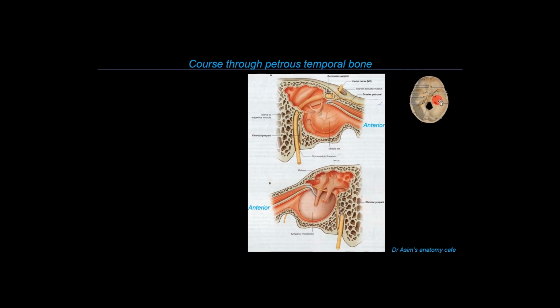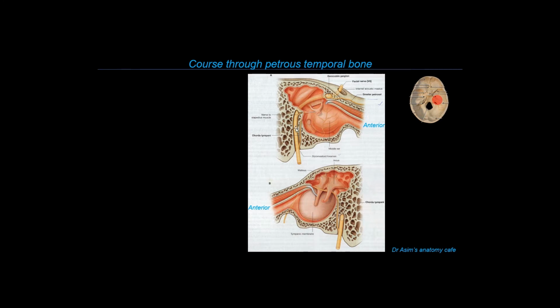Now let's cut open the petrous part of the temporal bone to visualize the pathway of the facial nerve through the bone. See here the petrous part of the temporal bone has been cut open and we can see the middle ear cavity inside over here. This is the lateral aspect of the middle ear cavity where we can see the inner surface of the tympanic membrane. The eustachian or the nasopharyngeal tube can be seen anteriorly connecting the middle ear cavity with the nasopharynx.